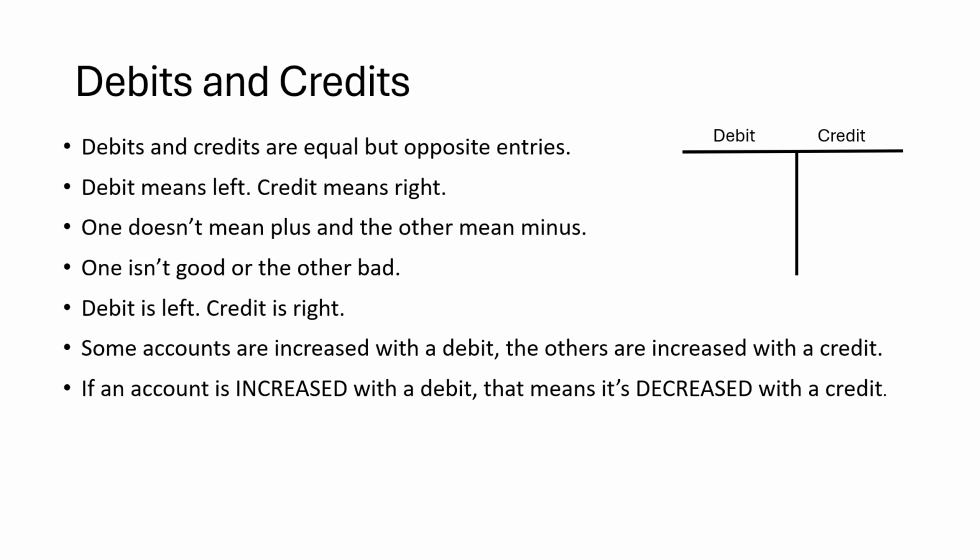When we enter transactions into a journal, you put a number in the left column and a number on another account in the right column, for example, left and right. So some accounts are increased with a debit, others are increased with a credit. If an account is increased with a debit, that means it's decreased with a credit. So for example, if we have an account that is increased with a debit amount, that means that it will be decreased if we credit the account.